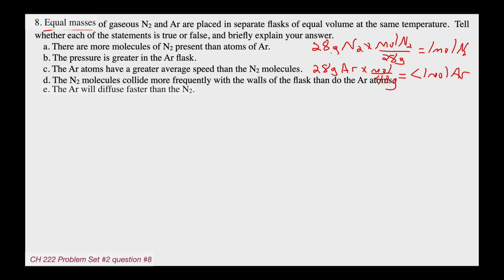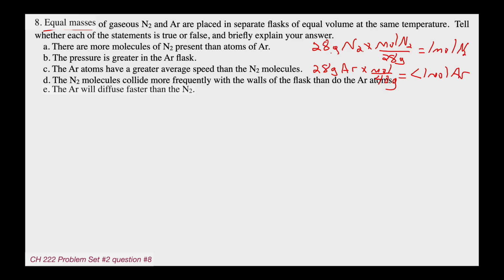So notice here that if they're equal masses, because of the differences in molar mass, you're going to have more moles of N2 than you have moles of argon. And again, you can pick any number you want. You can pick 0.000001 grams. You can pick a billion grams. You're going to see that there's more moles of N2 than there are moles of argon, and you can try it yourself.